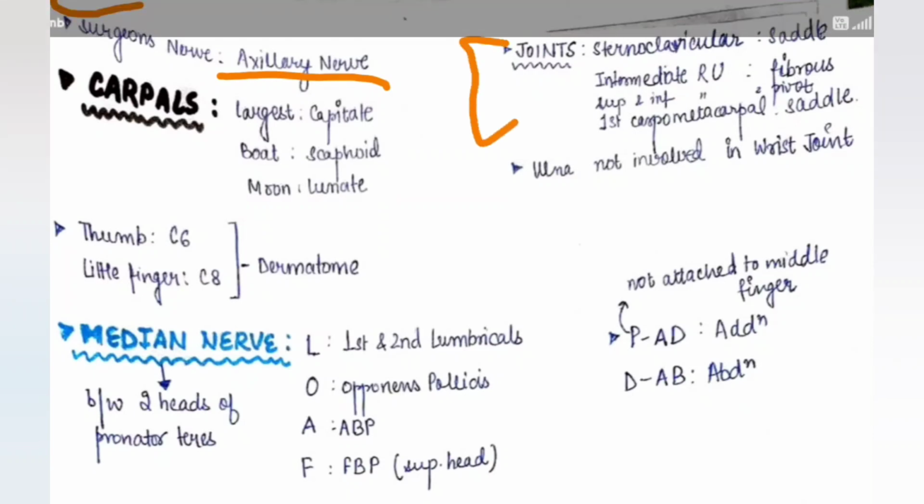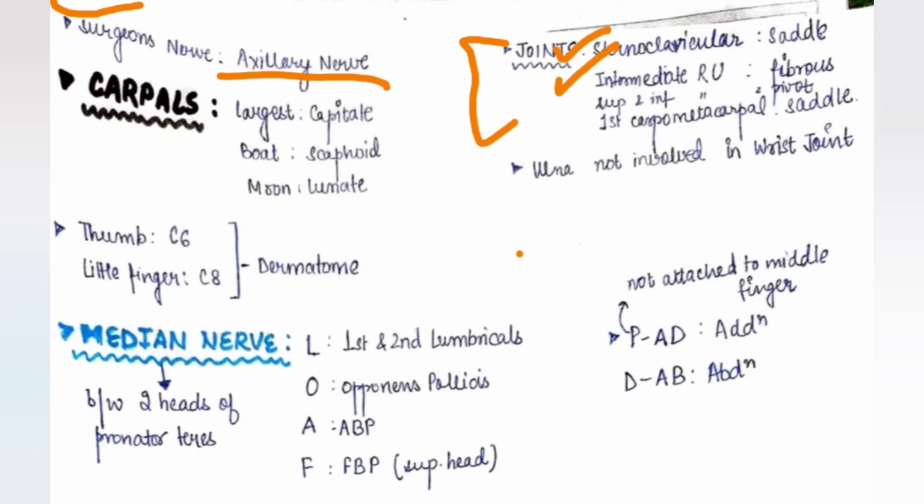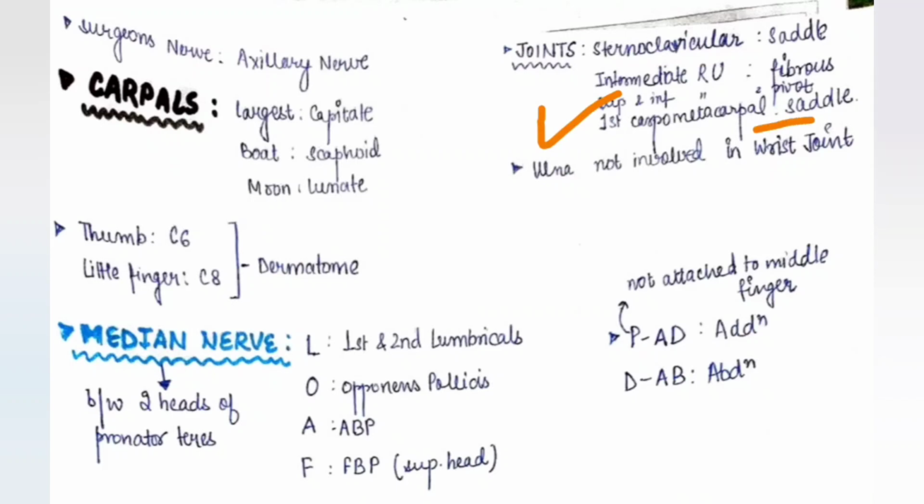Remember the types of joints. One is sternoclavicular, which is a saddle joint, then intermediate radioulnar joint, which is a fibrous joint. It is one of the previous year INI-SET questions. Then superior and inferior radioulnar joints are pivot type, and first carpometacarpal joint is a saddle joint. And remember, ulna is not involved in wrist joint formation. It is a previous year AIIMS question.